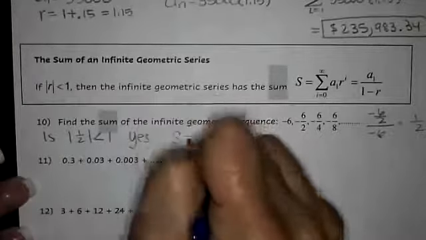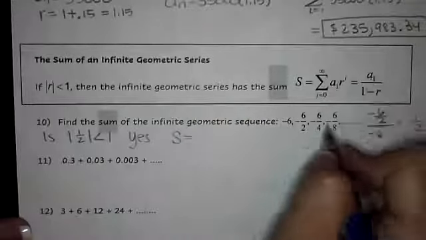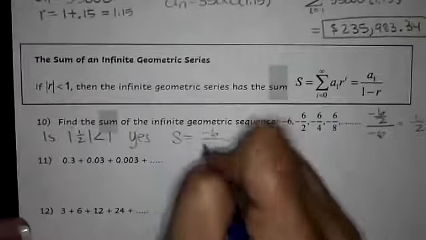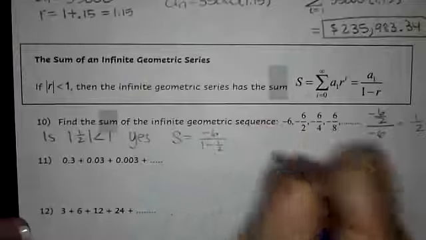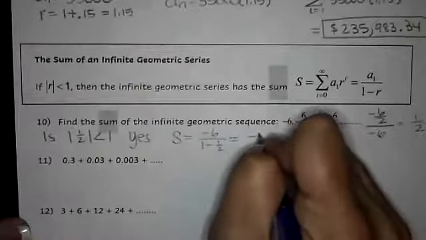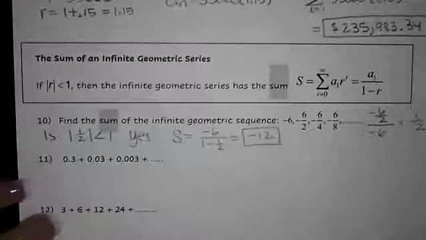So we can use this formula here, which tells us our initial amount, well, that's -6, over 1 minus our rate, which was 1/2. We plug that into the calculator and we find that it is -12. So that would be our sum of the infinite geometric sequence.